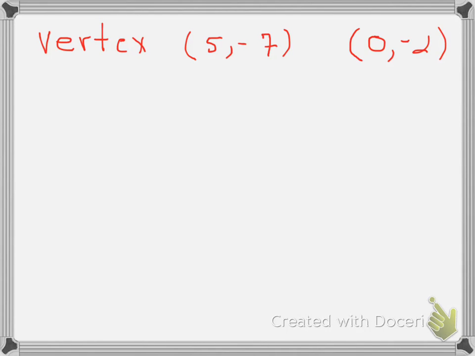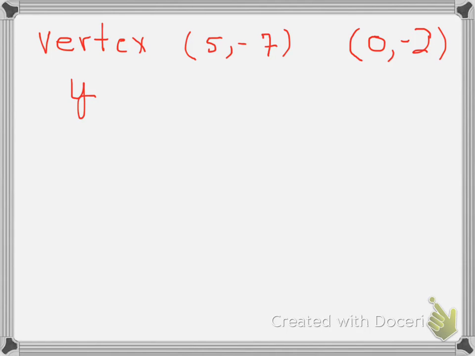Alright, continuing on from where we left off, something else I would be able to do if I was taking the test tomorrow is if I was told that the vertex of a parabola was (5, -7) and that it passed through the point (0, -2), I would be able to write the equation of this parabola.